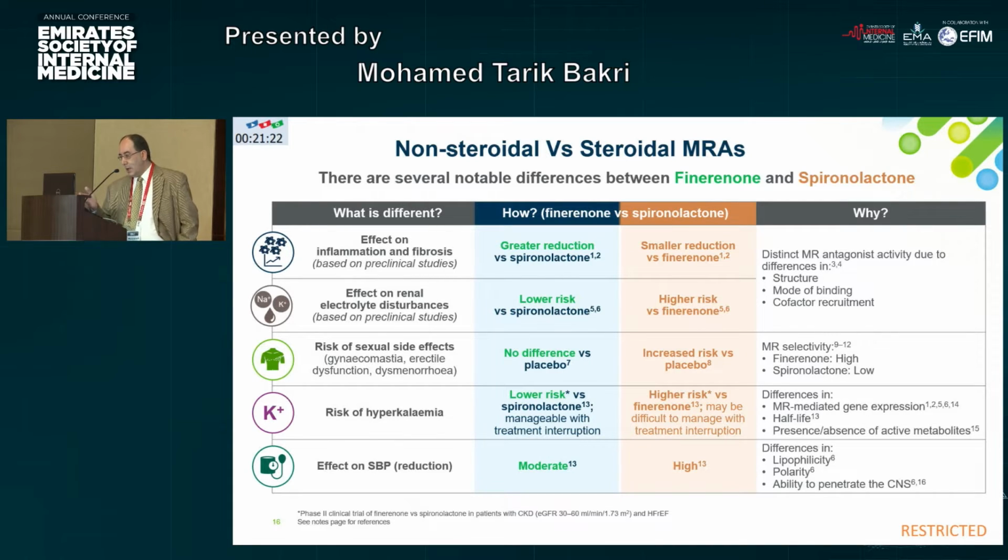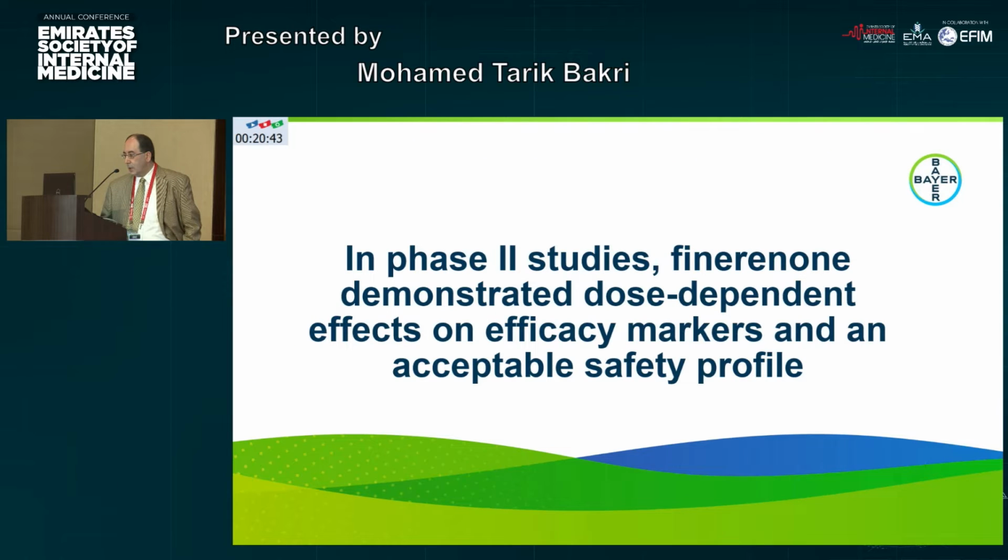And you can see in the table here, basically with the new molecule, there is a significant effect on inflammation and fibrosis, much more than the other one, and also with fewer side effects, including any electrolyte disturbance. Even if we get hyperkalemia, and we'll talk about it, it's manageable and much lower than what we get with spironolactone. The effect on the blood pressure is modest compared with the other, and this is all very important to keep in mind, because the efficacy, the way it works, and the side effects are different.